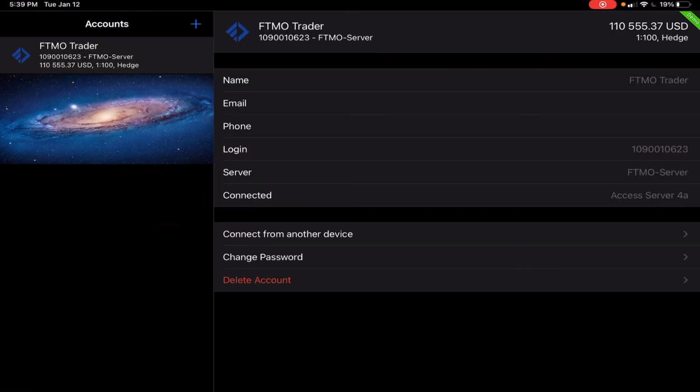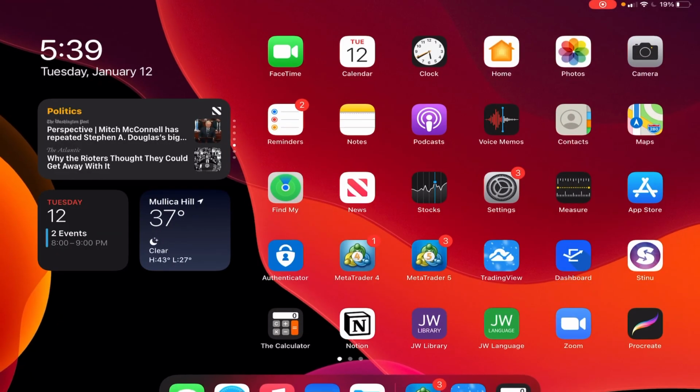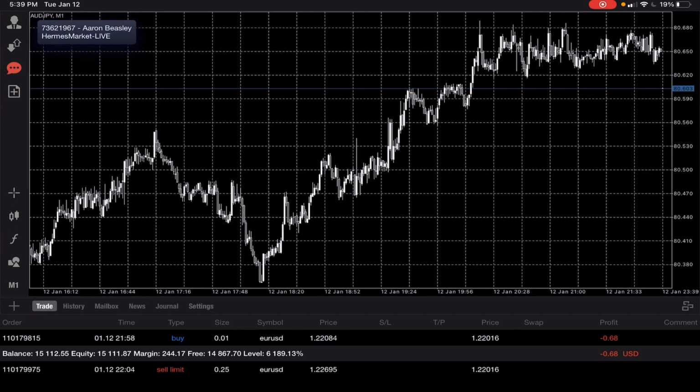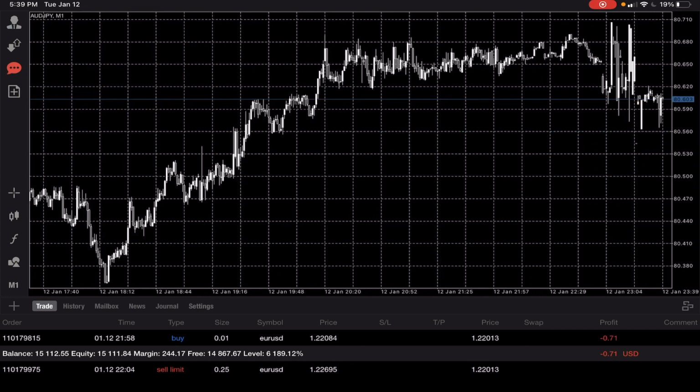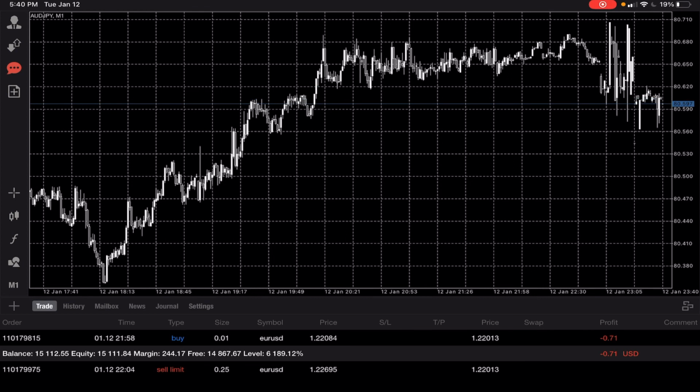And yeah, this is the FTMO demo that I was trading. I also have this Audacity account, this Hermes Market, whatever account. I have this account that I'm trading right now. And you can see I have a sell limit for EURUSD already, what I had set up. But yeah, you can see how things are going. I just started this account, so I'm $112 in profit so far.